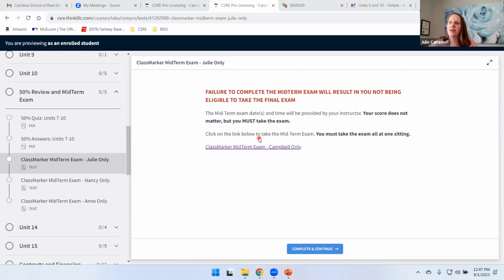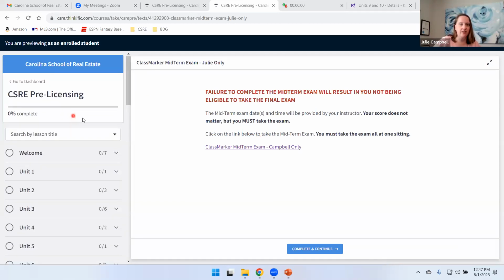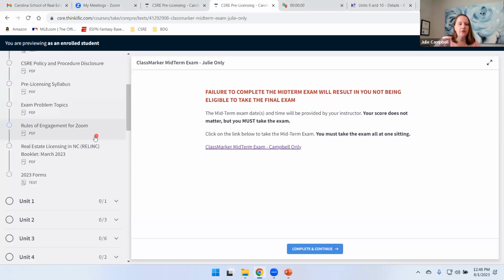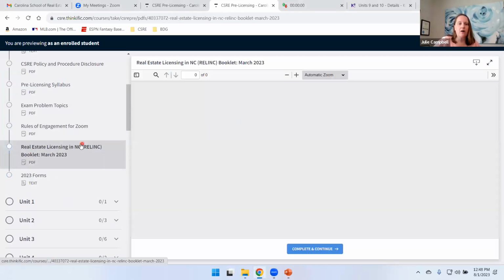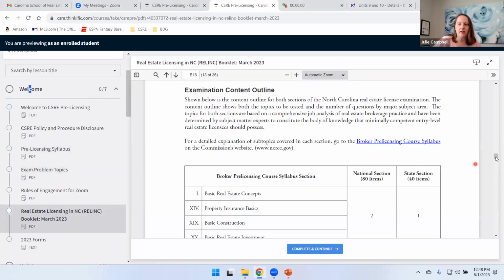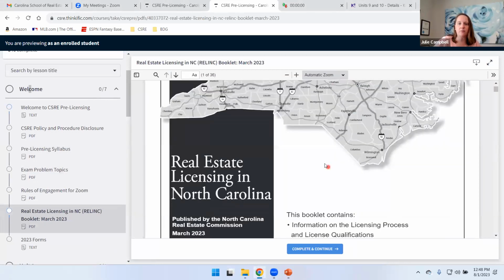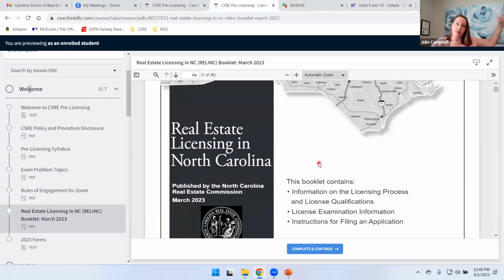Did you say you were going to tell us about signing up to take the state exam? Yes, I don't have time to do that today, so we'll start with that on Thursday. So that's a great segue. On Thursday, we're going to go through our real estate licensing in North Carolina booklet. You got this from Lane when you registered, and she sent you the email. She asked you to look at it. I don't know what version you have. They just updated this in March, so make sure you're always looking at the current version.